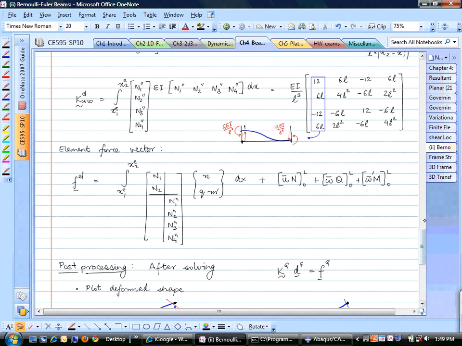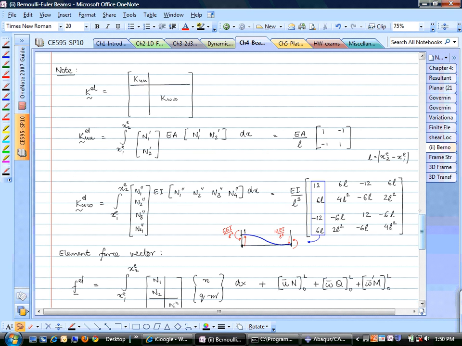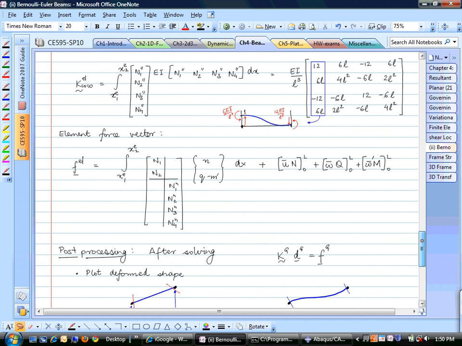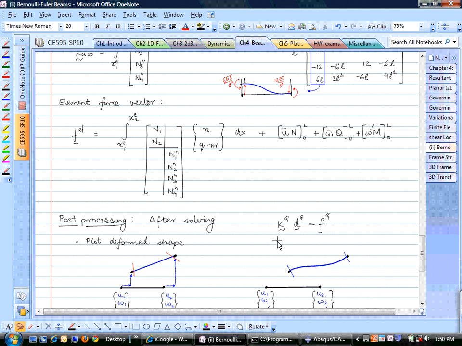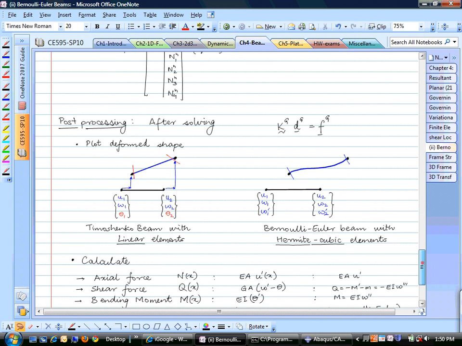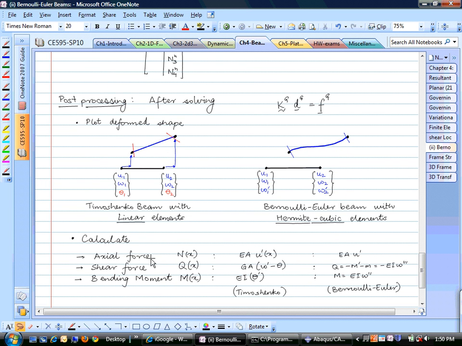of freedom per node. So after this, now you know how to construct the element stiffness matrix, how to construct the element force vector. After that, you just have to assemble it, and you get this global equation. You solve for all the degrees of freedom for the global problem, and then the post-processing is pretty much plotting the deformed shape. Plotting the deformed shape and plotting maybe what is the axial force, shear force, and bending moment along the length of the beams.